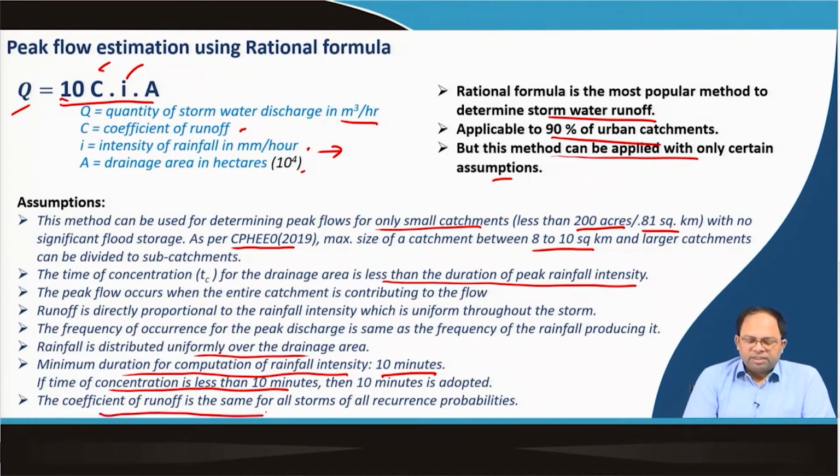The coefficient of runoff is the same for all storms and for all recurrence probabilities. That means we do not consider the moisture conditions of the catchment and so on. So, these are some of the limitations of application of this model. We assume the same intensity all throughout the storm event. We do not consider differences in the area. So, there are many limitations, but still in urban catchments this is fine, and as you can see, 90% of urban catchments could be covered by using this particular formula. It means we will get proper discharge estimates using this formula.